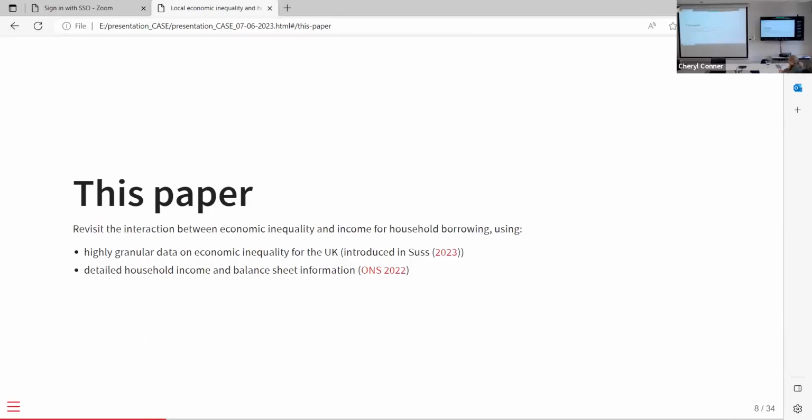So I'm looking at the interaction between inequality and income for household borrowing using really granular data on economic inequality. So a paper I published a few months ago as part of my PhD has this local measure of inequality. And then I'm using the Wealth and Assets Survey from the ONS, with very detailed observed household income and other balance sheet information. So you can say it's better data than this US study because it has income.